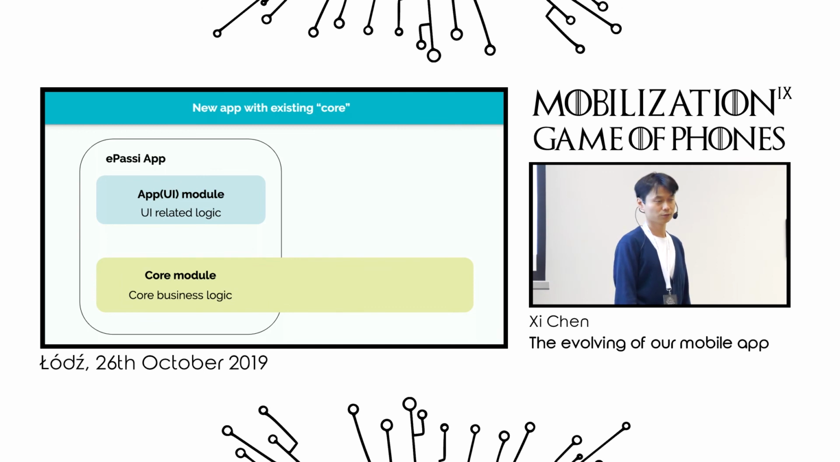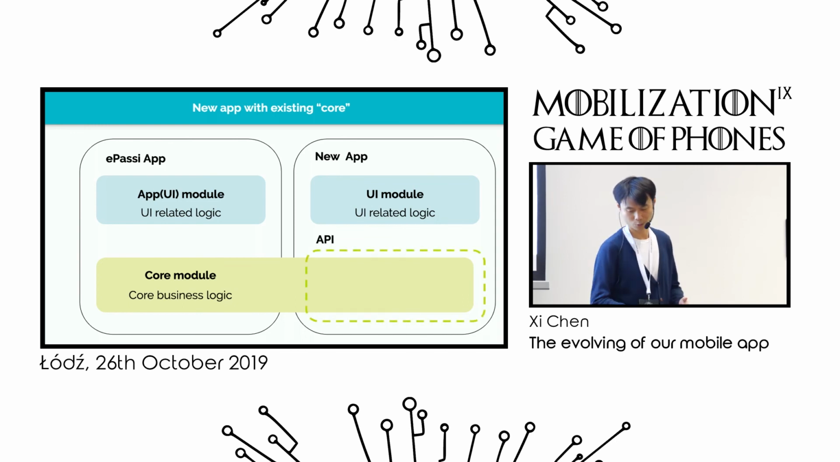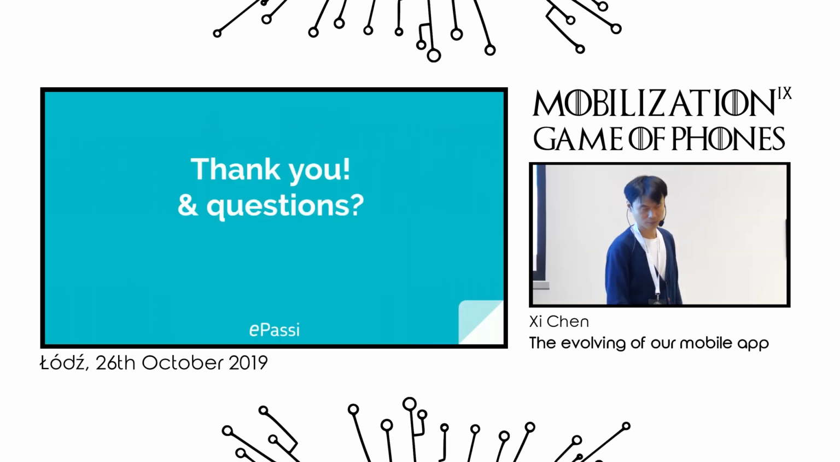And if we want to have a new application but share the same logic in the core module, we just ship the same core module to the new app, and the new app just needs to implement a new UI. Then I think we have to wrap the core module and expose some API to serve the new app. That's it.